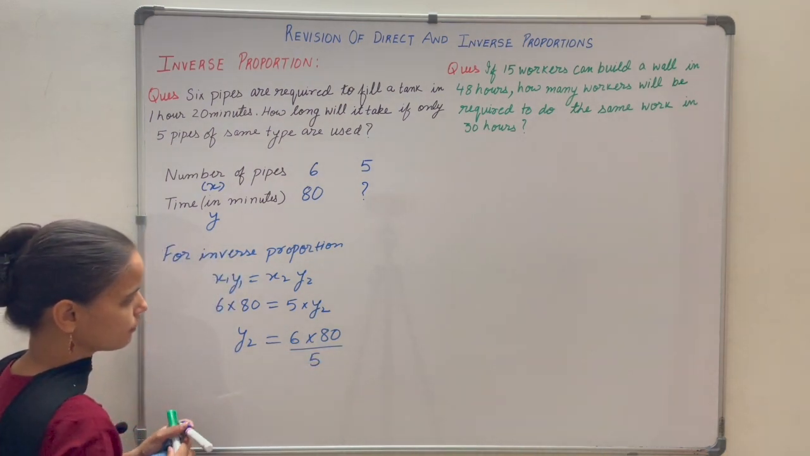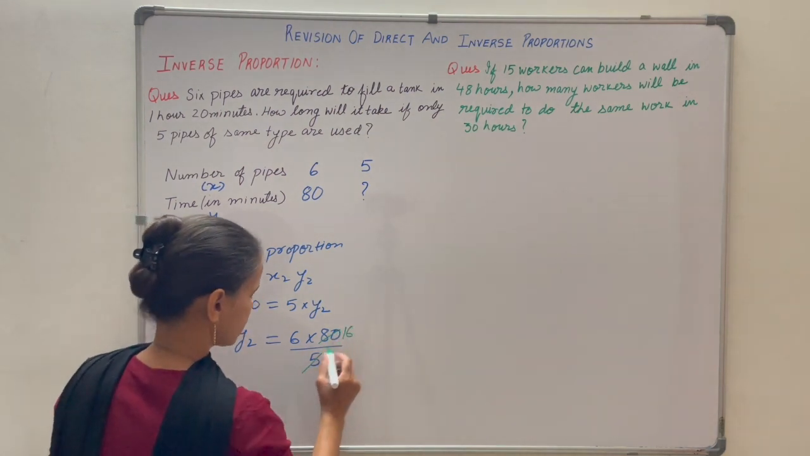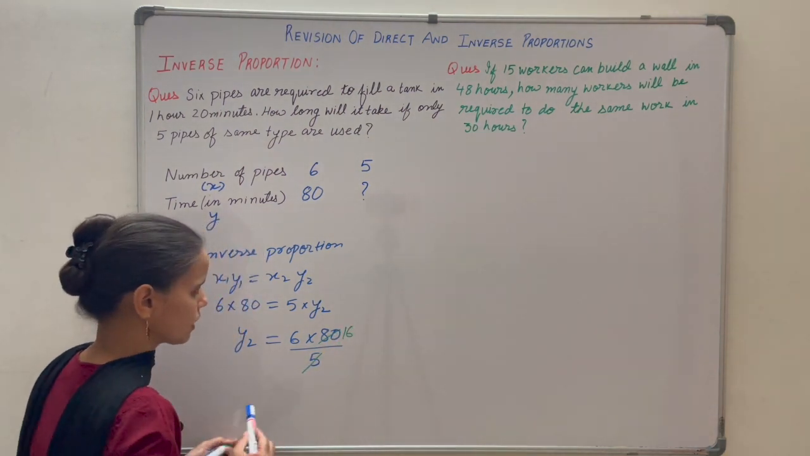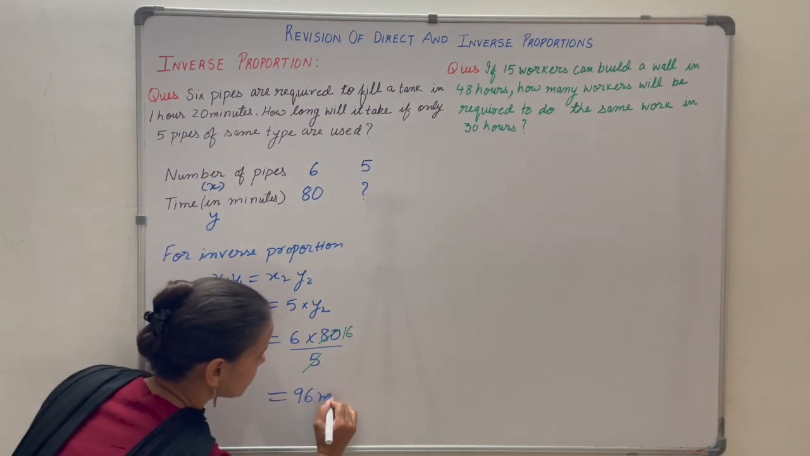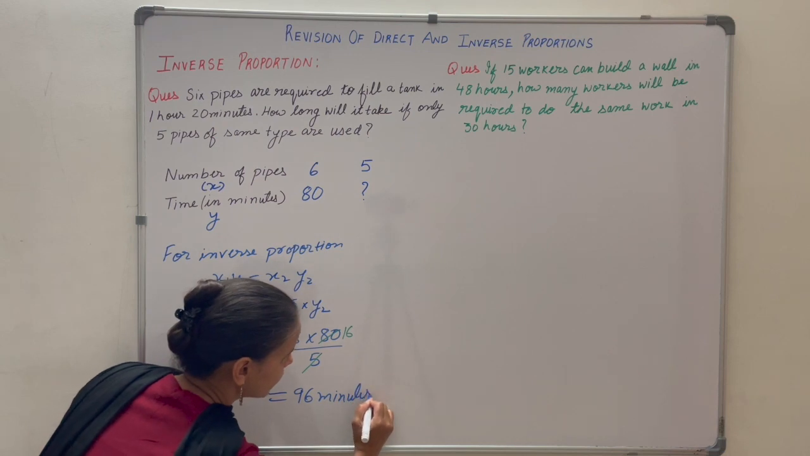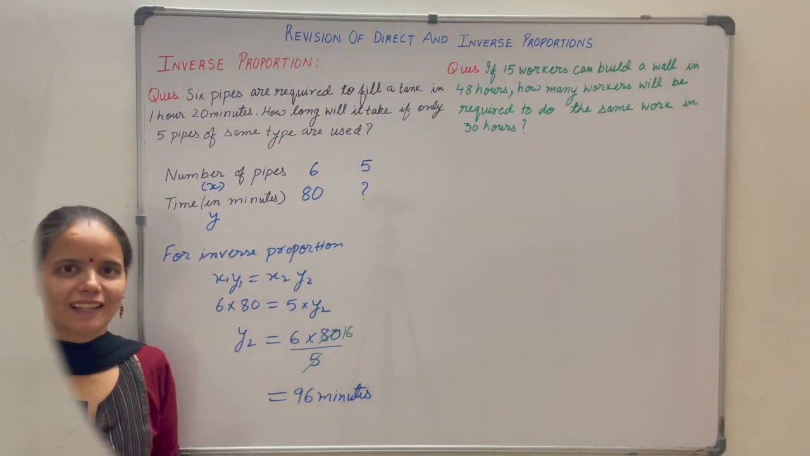So we can cancel 5 and 80. So you get here 16. So 16 into 6 is 96. So this is 96 minutes it will take for 5 pipes to fill the water in the tank.